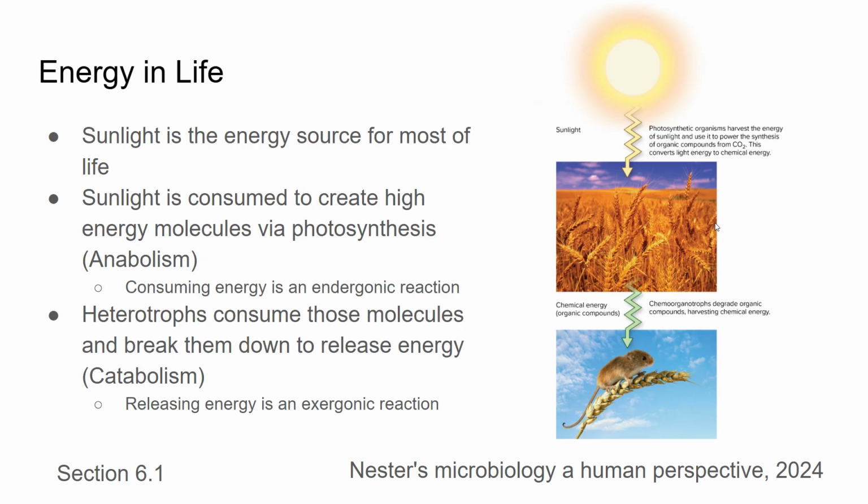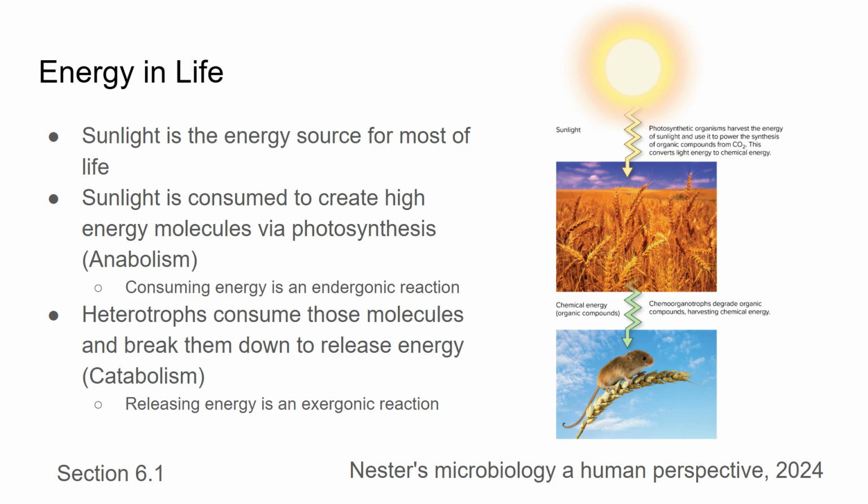Okay, so sunlight is the energy source for most of life. Some forms of life can use chemical energy, but for most cases, sunlight is the energy source. So photosynthetic organisms are able to harvest the sunlight and use photosynthesis to create higher energy, larger molecules. Now remember, that would be anabolism because we're building up.